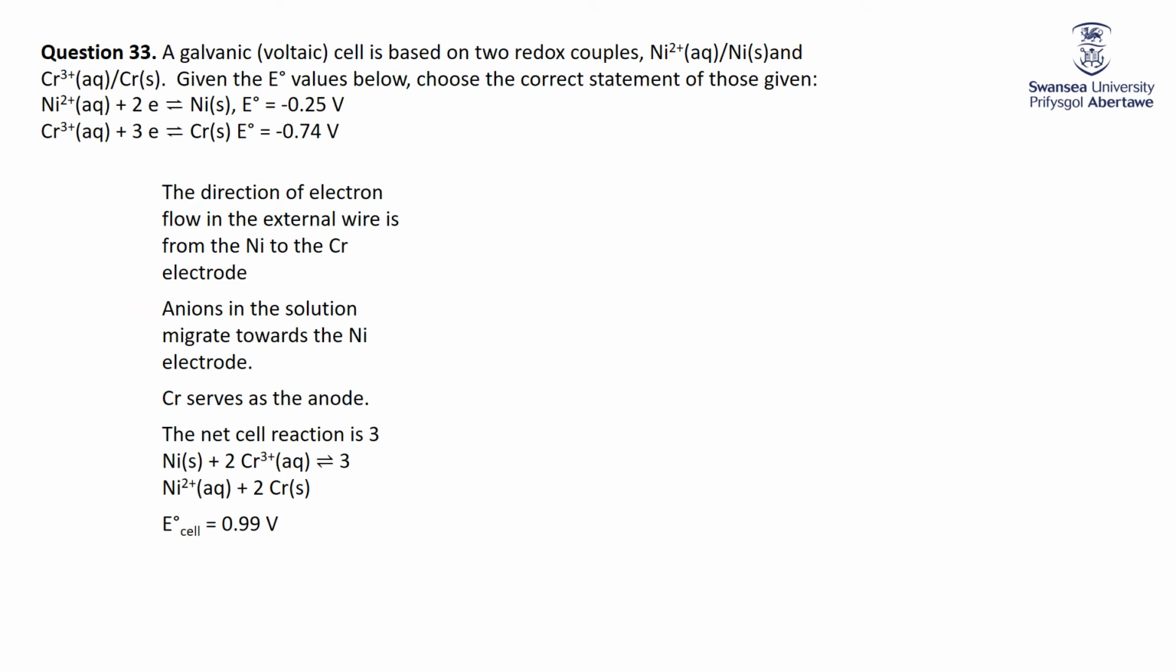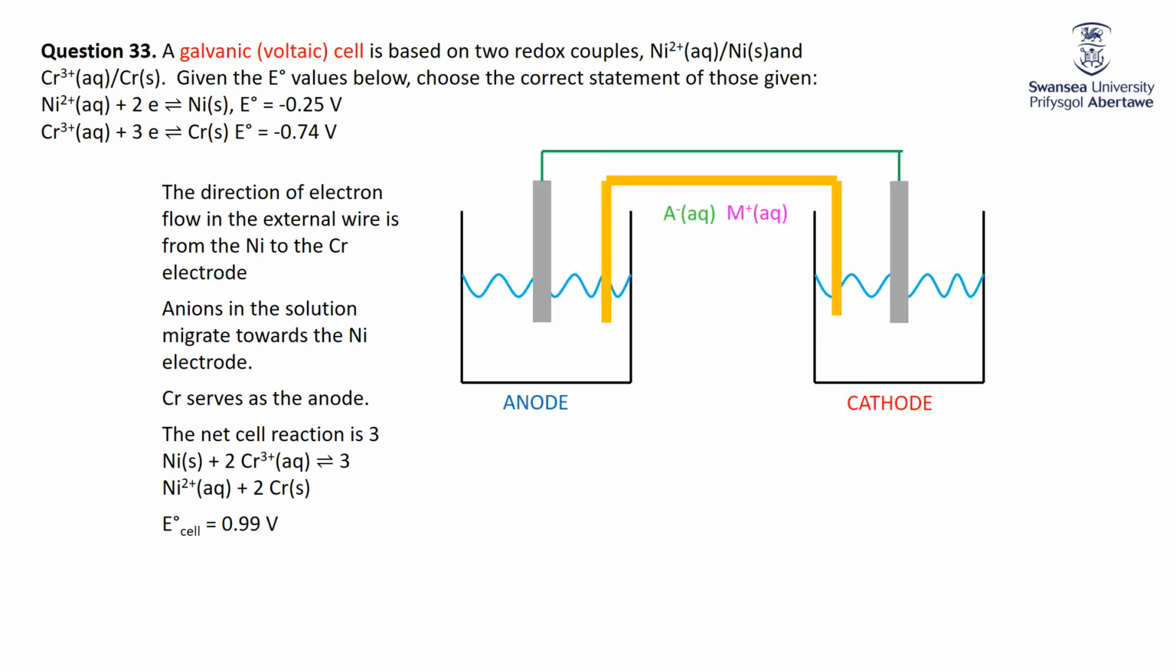Galvanic cell based on two redox couples, nickel 2 plus and Cr3 plus. We've got the two E values below. There's the nickel 2 plus, minus 0.25. There's the Cr3 plus, minus 0.74. Well, if it's a voltaic cell, we are obviously going to have one of these reductions flipped to give us the oxidation, and we flip the more negative one, so that will be the chromium.